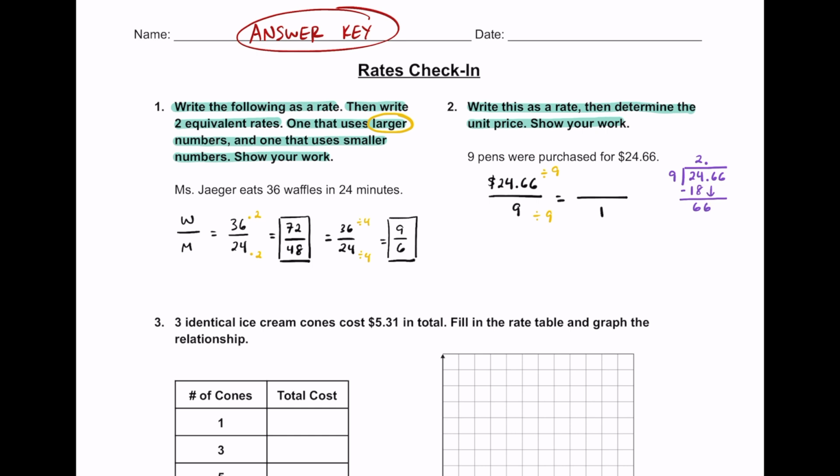Bring down the 6 to make it 66. We'll do 7 times 9, that's 63. The remainder here is 3. And then bring down this last 6. So 9 goes into 36 4 times. 4 times 9 is 36. So we have a remainder of 0. What we just found out is that for 1 pen, it's going to cost $2.74. So we're going to say it's going to cost $2.74 per pen. All right, that would be the solution here as the unit rate. The unit price is just asking us, in this problem, what is the cost of 1 pen? All right, so that's 1 and 2.